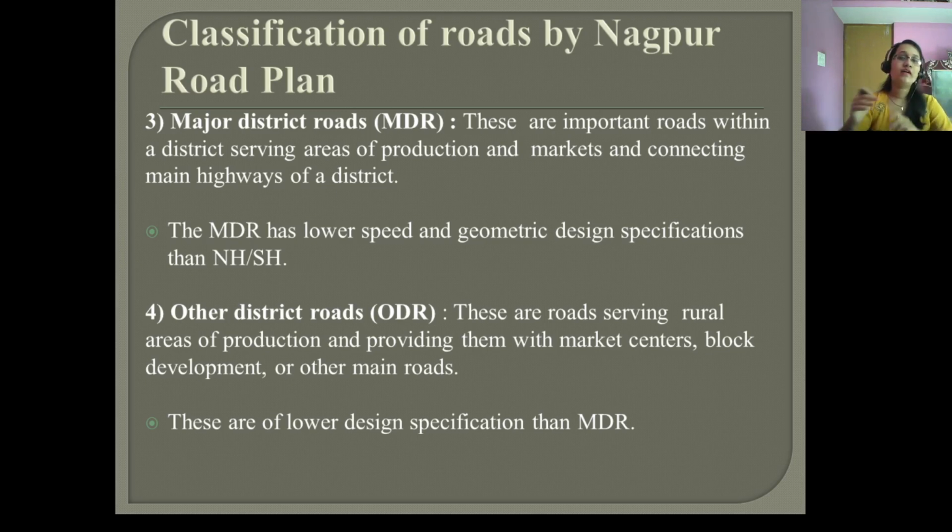Coming to MDR and ODR, what is MDR? MDR is the major district roads. The MDR have lower speed and geometric design specifications than the NH and the SH, that is the national highway and the state highway. Other district roads have a lower design specification than the MDR. These roads serve the rural areas of production and provide them with market centers.